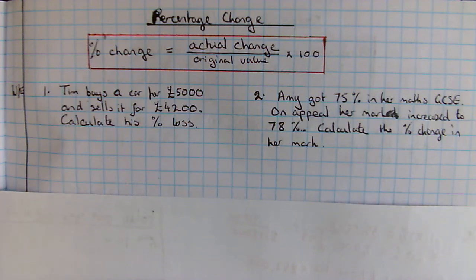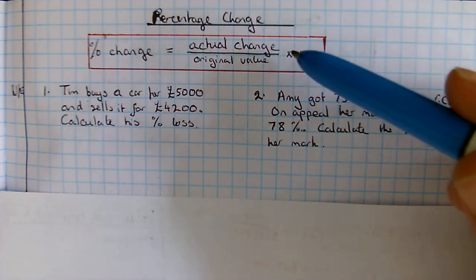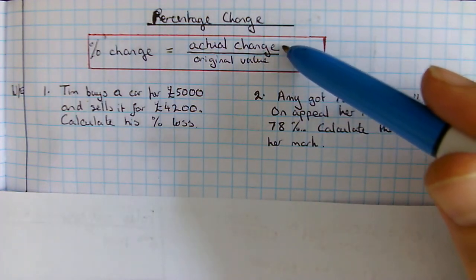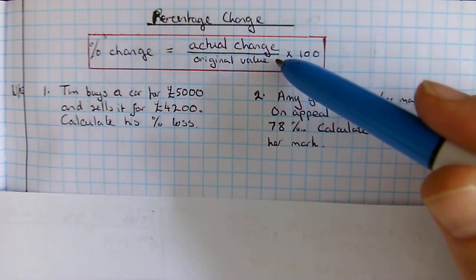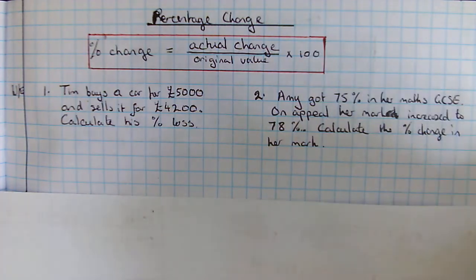So our next skill is looking at percentage change, which is when one number changes to another, and to work out what the percentage change is as a percentage of the original value. So here we need to use this formula, which is the percentage change is the actual change divided by the original value. Make sure that you always use the original value there. It's a common mistake to use the new value and then times by 100.